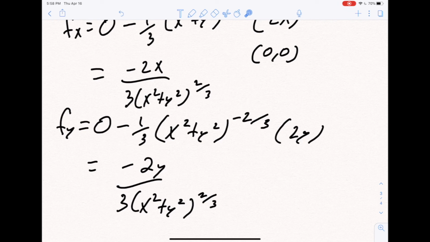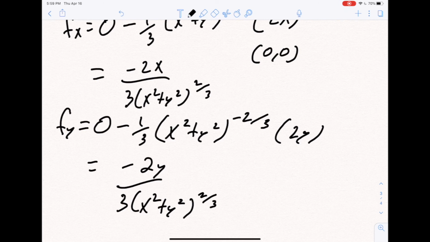Are there any points that make both of them equal to 0? Let's take a look here. If fx equals 0, then the numerator, minus 2x, would have to equal 0, but that can only happen at x equals 0. And here, if fy equals 0, then the numerator minus 2y would have to equal 0, but that can only happen if y equals 0. So the only point that could make them both equal to 0 is the point (0, 0), but like we've already said, that makes both of them undefined. So the only critical point we have is (0, 0).